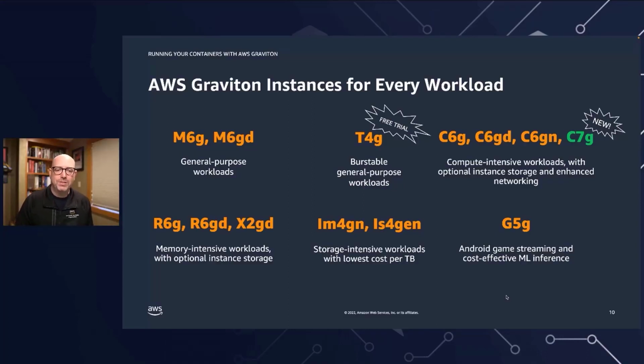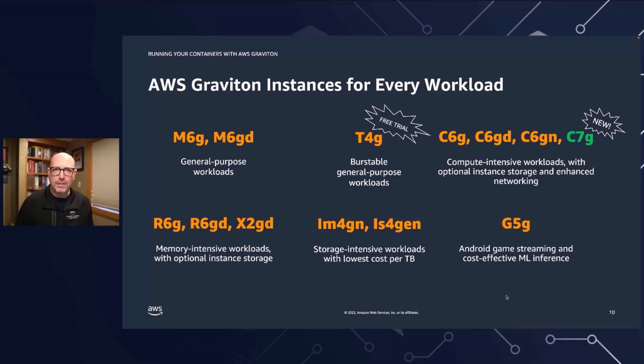Our M and M6G instance families are for general purpose workloads, and they have a little bit more memory per virtual CPU than the C6G family. The R6G, R6GD, and X2GD families have even more memory installed, with X2GD having the most memory installed for the Graviton instance families for Graviton 2.